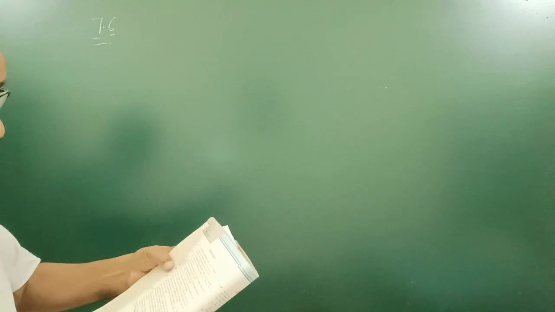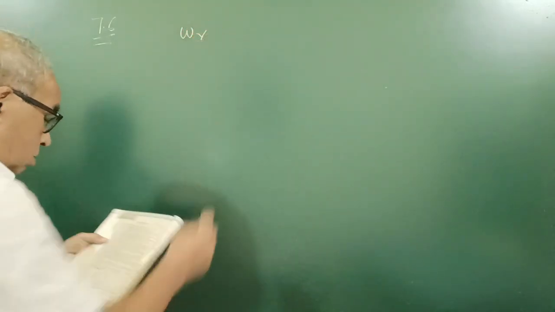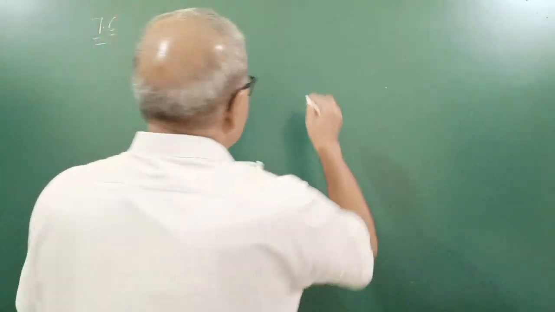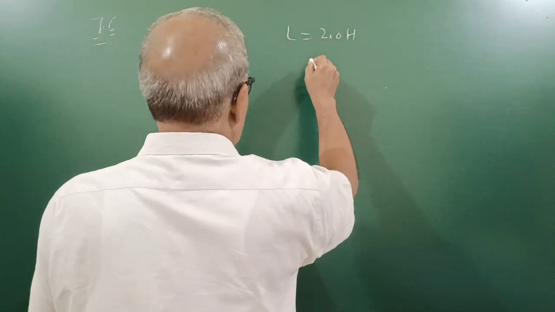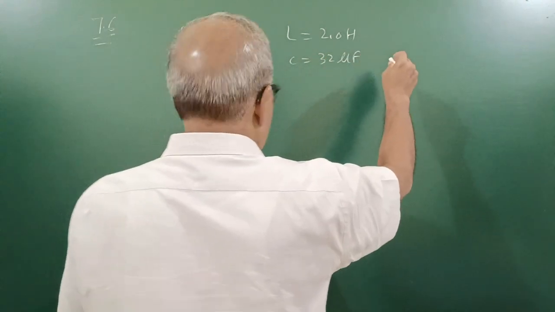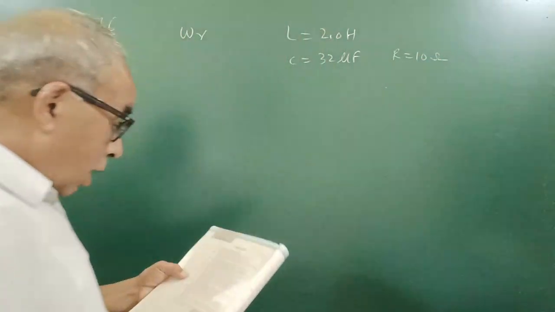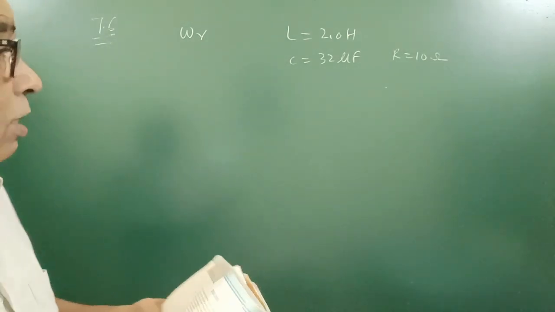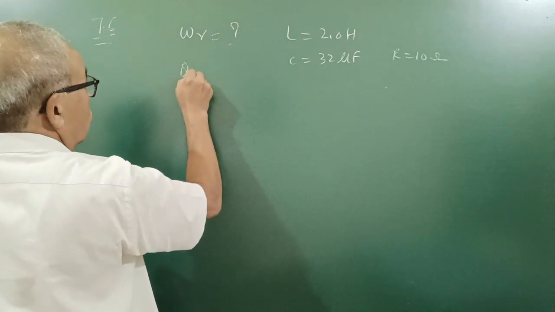7.6, yes. Obtain the resonant frequency omega r. Especially they are calling it omega r. For a series LCR circuit, L equal to 2.0 Henry, C equal to 32 microfarad, and R equal to 10 ohm. Then you are asked the resonant frequency and what is the Q value of the circuit? Means Q factor. You have to find it, and Q.